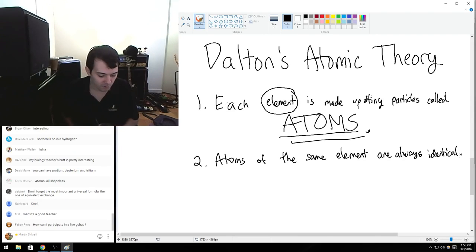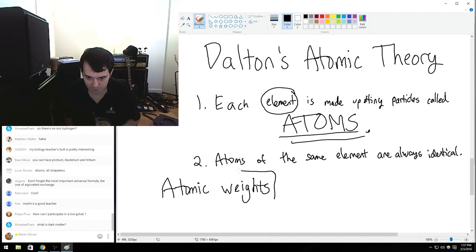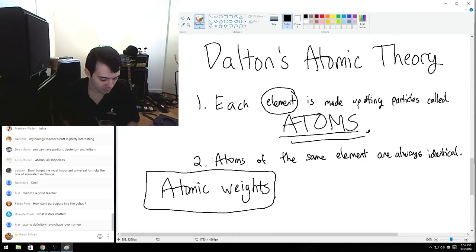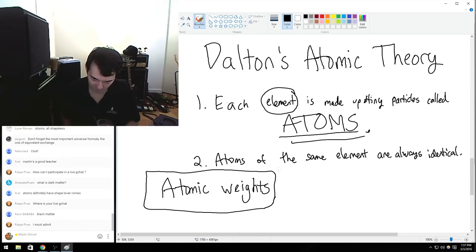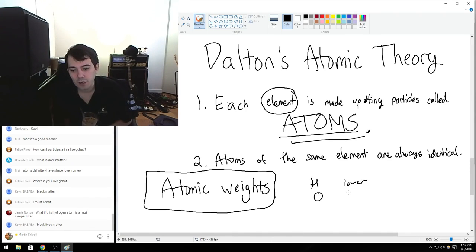Dalton tried to reason out and theorize atomic weights. He was the first one to start weighing elements and atoms and trying to get a sense for what their relative weights were. And unbelievably, he actually got close to a few of them. He was often wrong. But he started to understand that hydrogen had a lower weight, for instance, than oxygen, which had a much higher weight. It's about 16 times that of hydrogen.